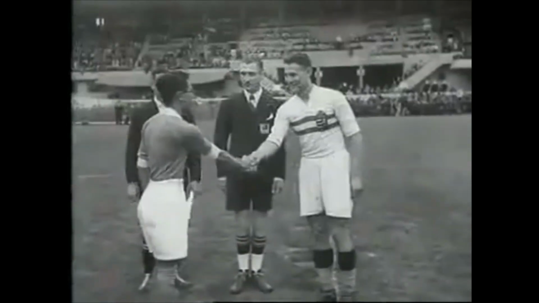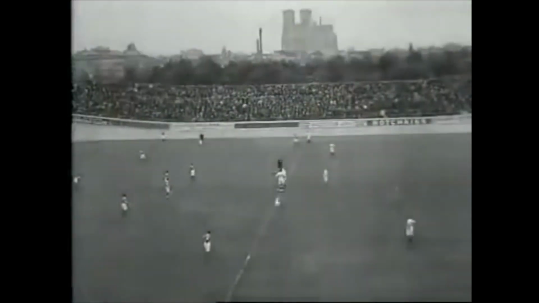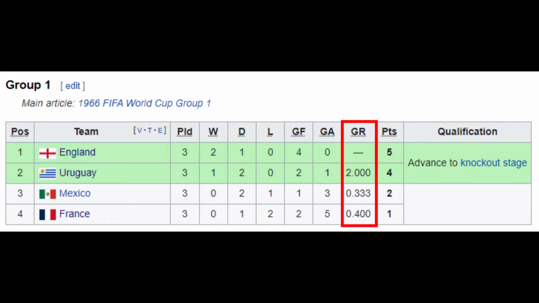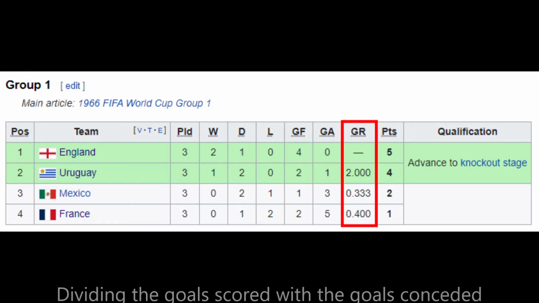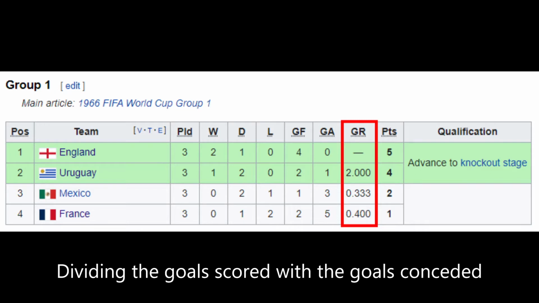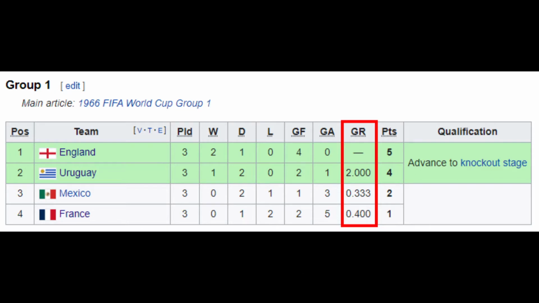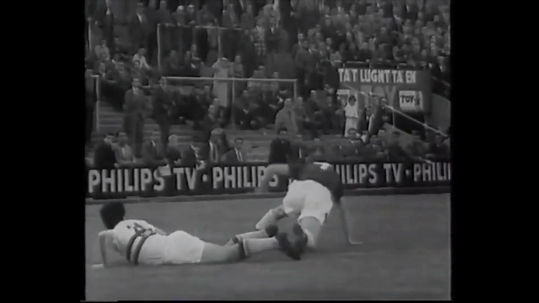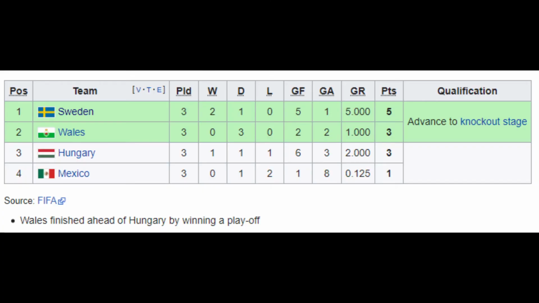Tiebreakers don't only vary from tournament to tournament, they've also evolved throughout history. Years ago, goal ratio could be used to determine what team would advance to the knockout stage of a World Cup when tied on points in a group. A practice discontinued after England conceded 0 goals at the 1966 tournament, making the concept completely inapplicable. However, sometimes the World Cup has used playoffs to split teams tied on points. Wales notably defeated Hungary in such a match to reach the quarterfinals of the 1958 World Cup.